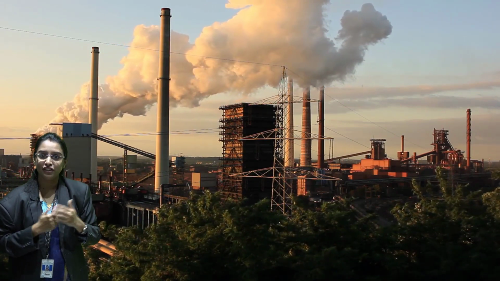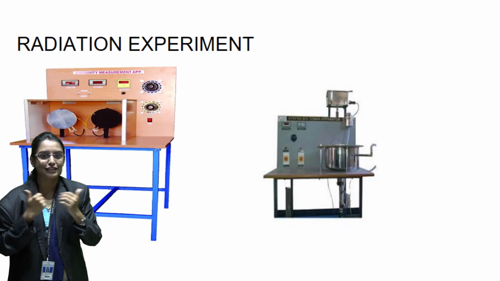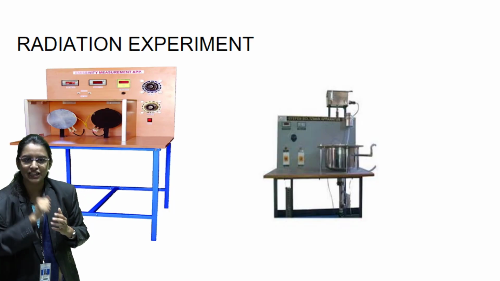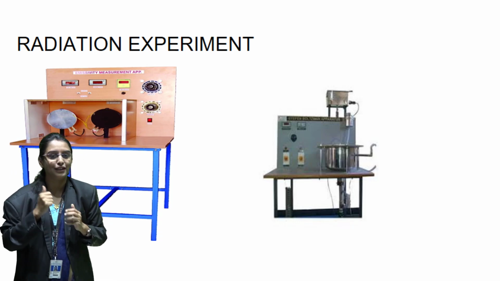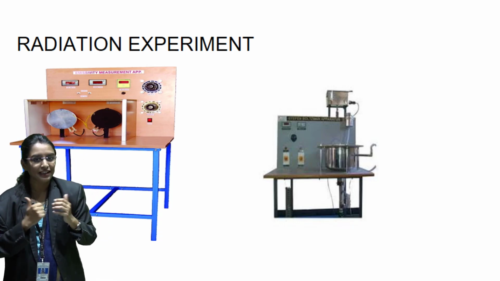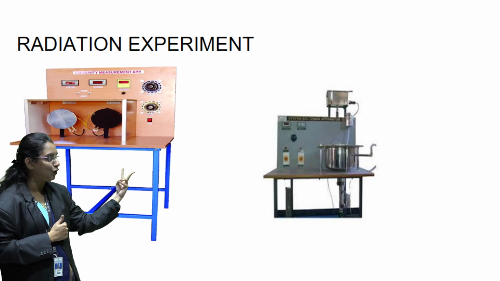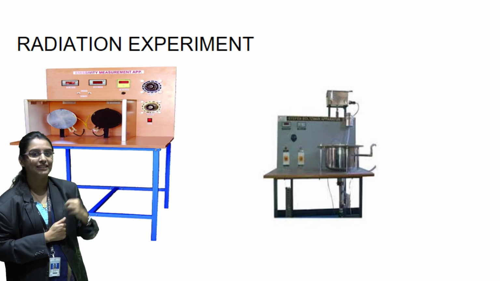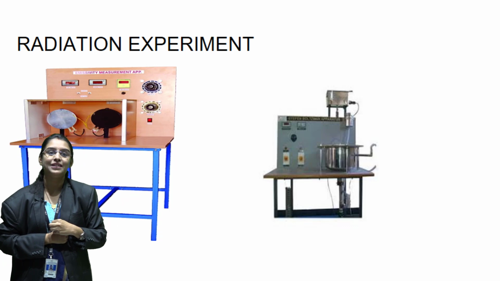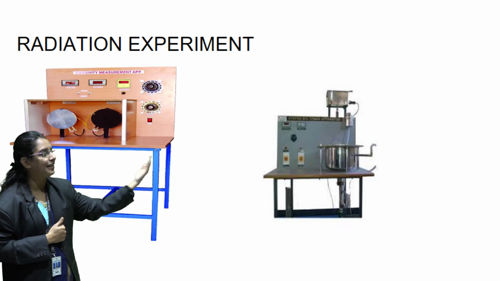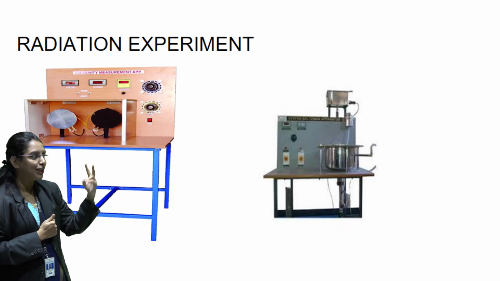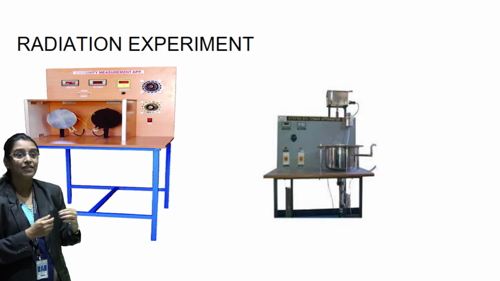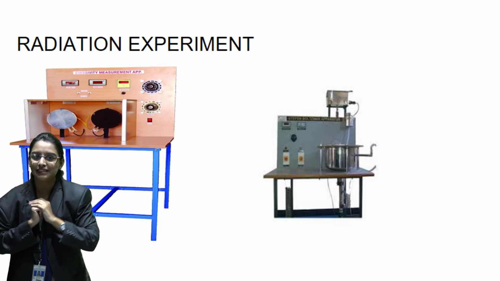Now what is the next mode of heat transfer? The next mode is radiation. How is radiation possible? Radiation is possible by means of electromagnetic waves. In radiation we cover two practicals. The first is determination of emissivity of a test surface, and the second is determination of the Stefan-Boltzmann constant. These two practicals have a practical approach towards industries.